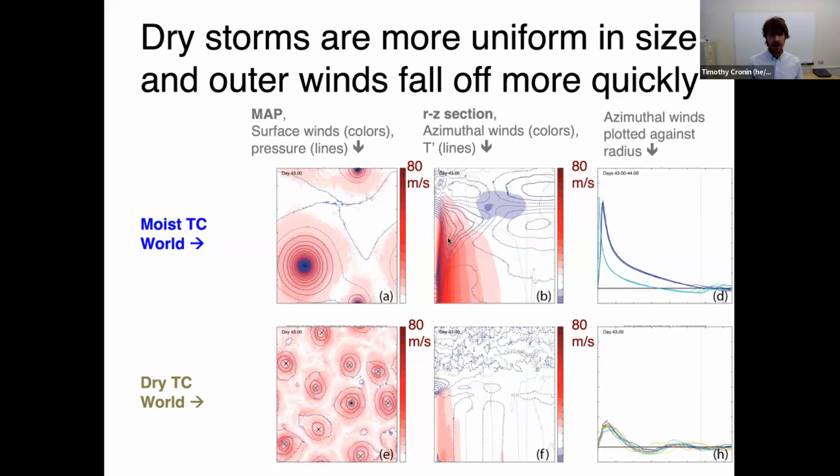But the structure of the warm core is quite different in the moist case, where there's this big upper tropospheric warm anomaly, than in the dry case, where there's just sort of a tropopause dip that's a warm anomaly.